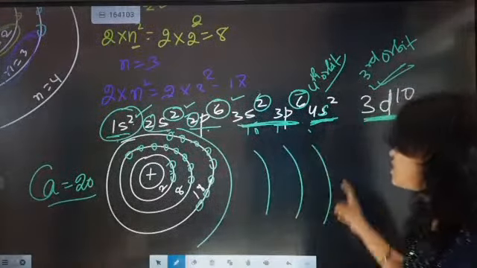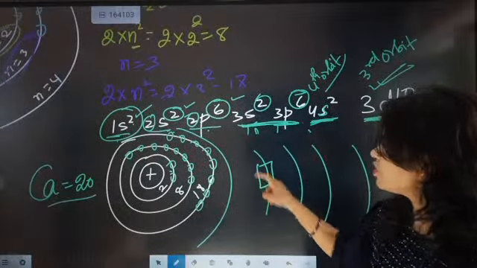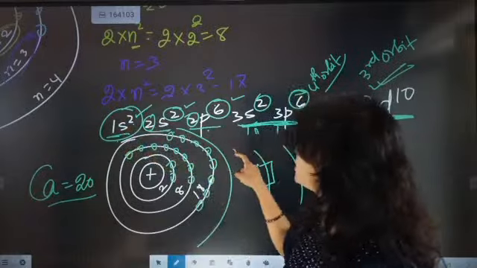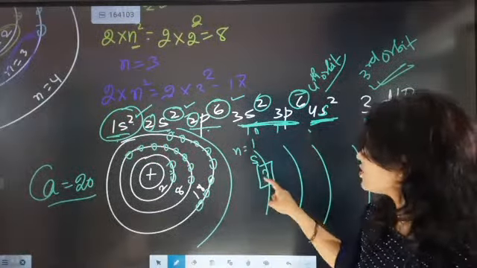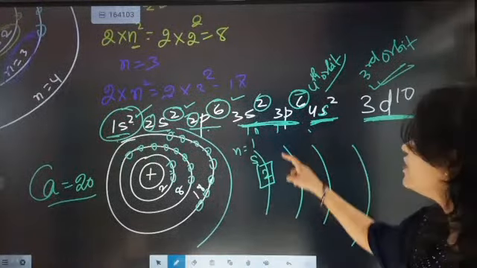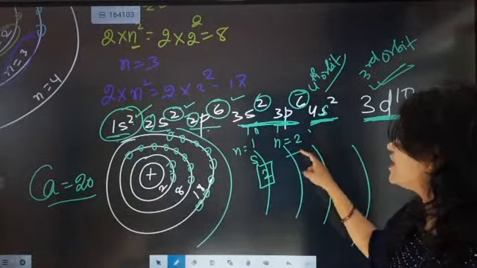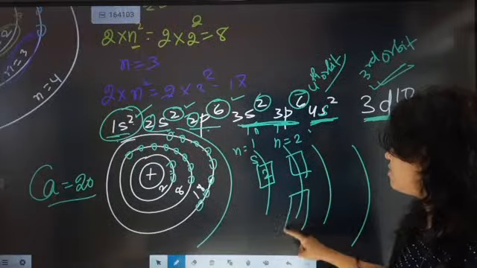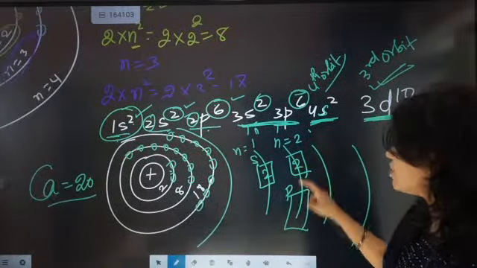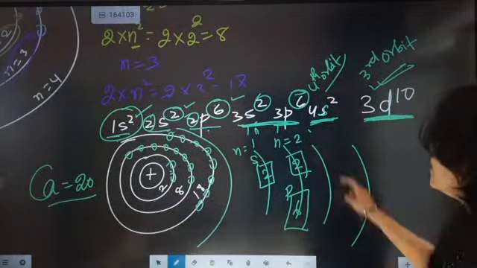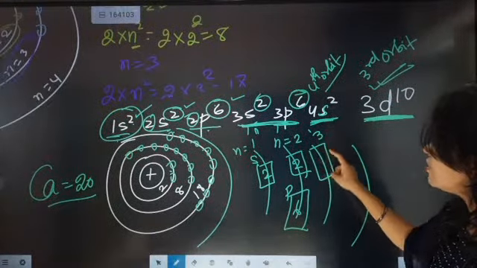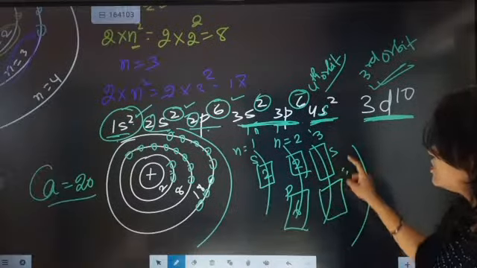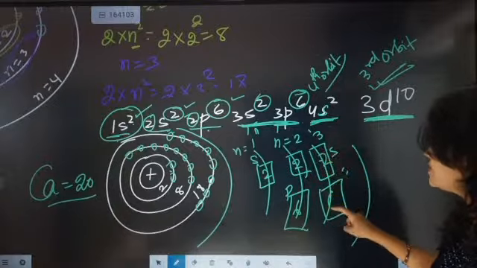First we did what, look here. First s orbital. First orbit, n equal to 1, only one s orbital is there. In that we filled 2 electrons. Then we went to the second orbit. Here one s orbital and p orbital are there, so we filled 2 electrons and 6 electrons. Then we went to the third orbit, where again s orbital and p orbital are there, so we filled 2 electrons and 6 electrons.